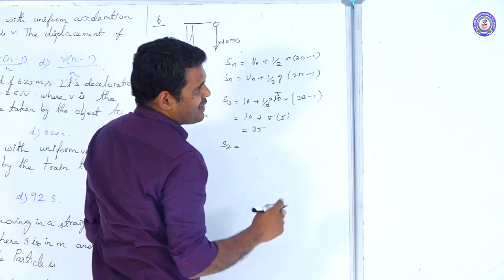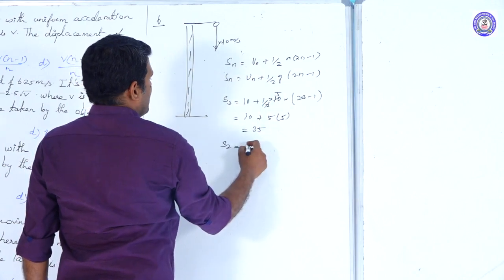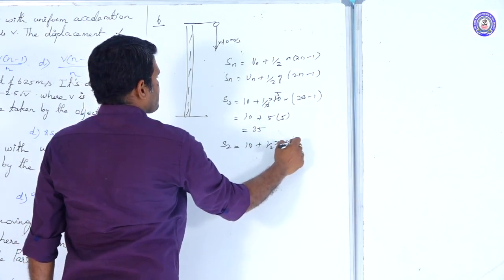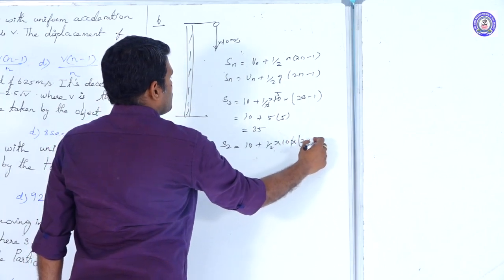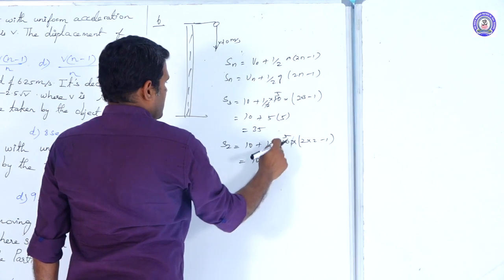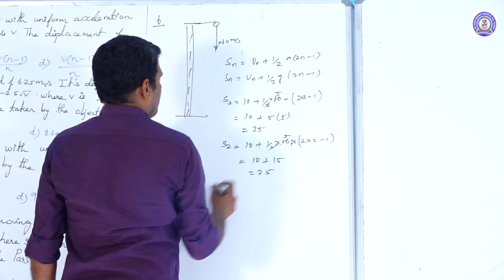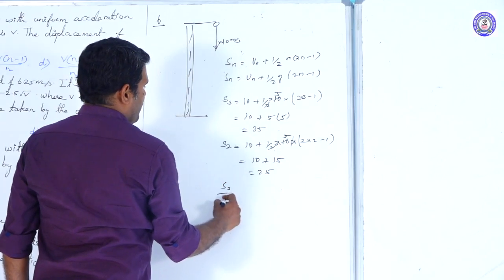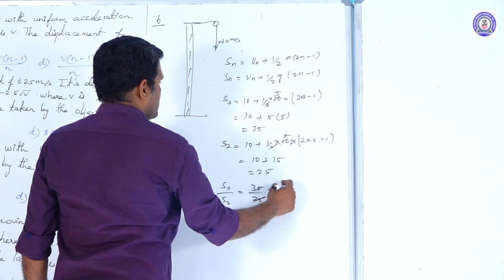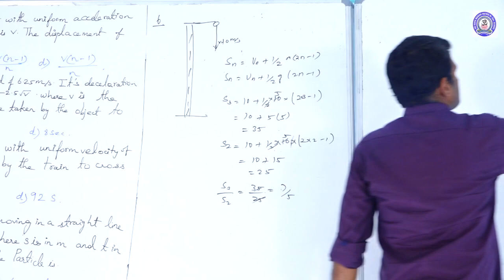Similarly, the displacement in the second second can be calculated from this expression. S2 equals 10 plus half into 10 into 2 into 2 minus 1. So this will be 10 plus 5 into 3, so 15 plus 10 is 25. They are asking for the ratio of S3 to S2. It is 35 divided by 25, so it is 7 divided by 5. So the ratio is 7:5. Second option.